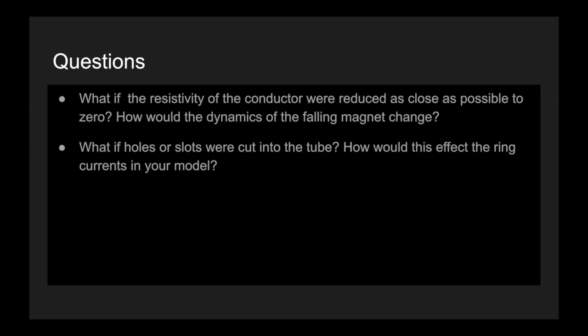What if holes or slots were cut into the tube? How would this affect the ring currents in your model? If we cut holes in the tube, it would fall faster because there would be less aluminum foil surrounding it. There would not be solid rings, therefore the current would not flow effectively.